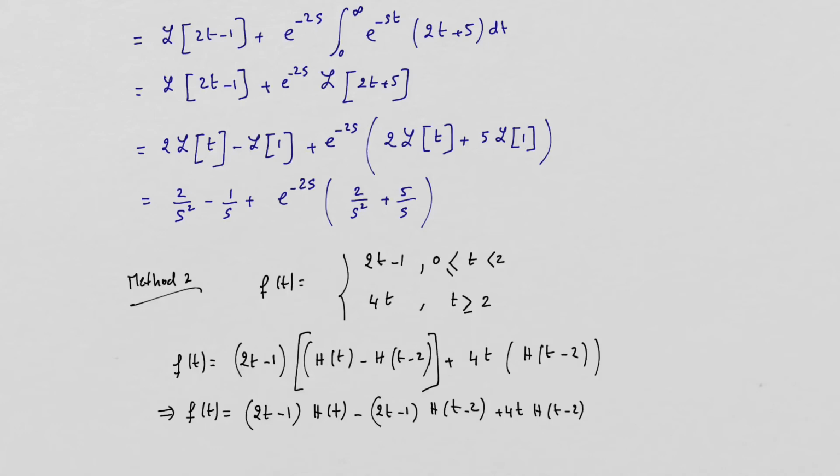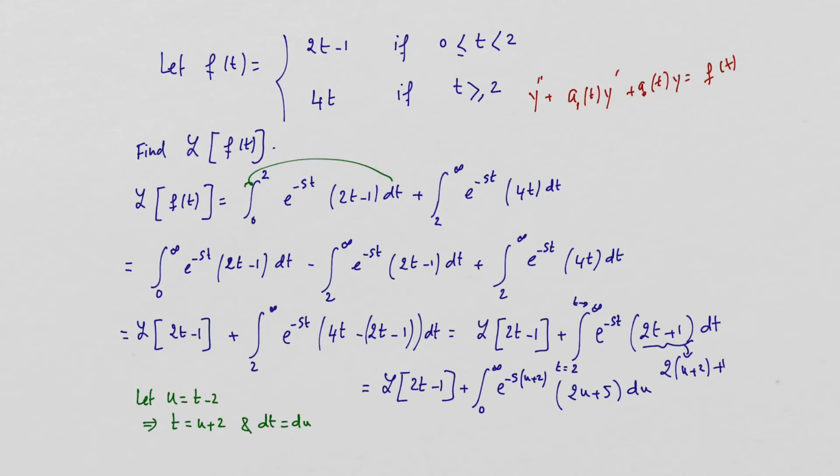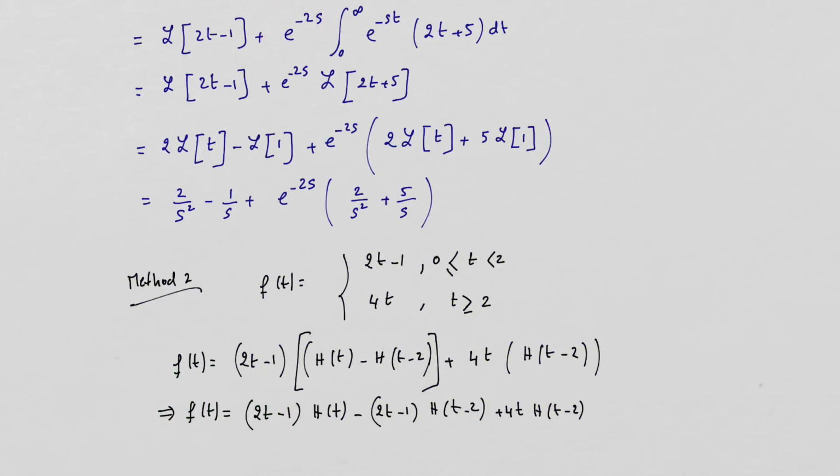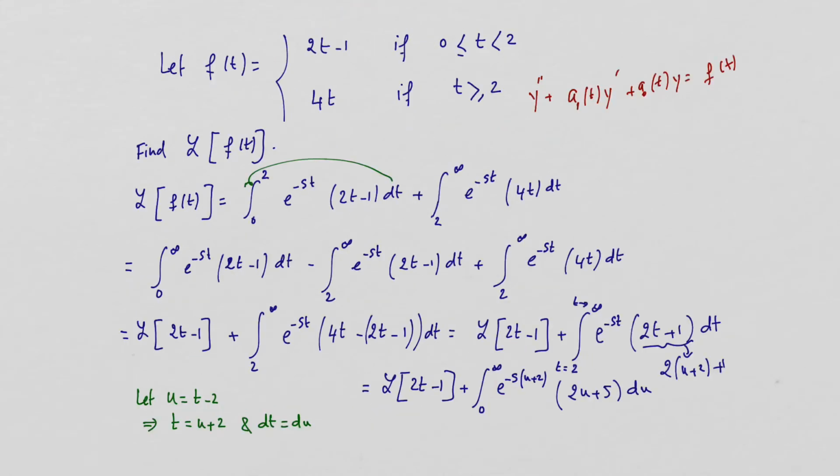Now, I think I made a mistake. No, I didn't. Okay, so I went a little fast. This is e to the negative su times e to the negative 2s. E to the negative 2s went out because it is not a function of u. And this is e to the negative su. I went back to t, just a dummy variable. So it's e to the negative st, 2t plus 5, dt.